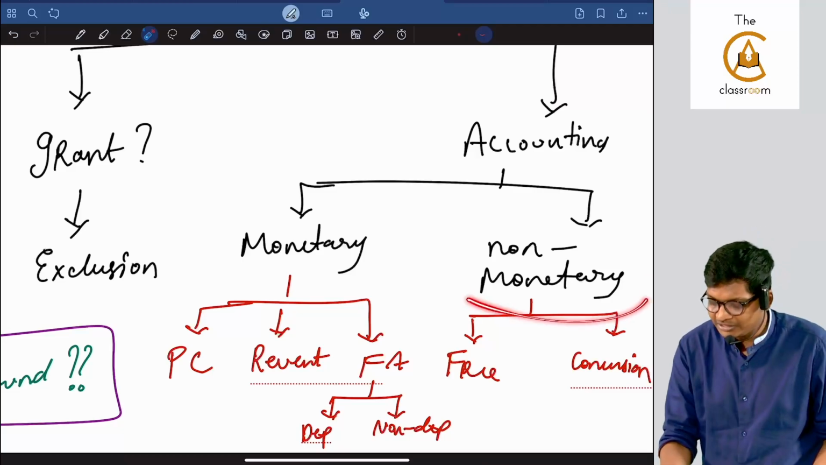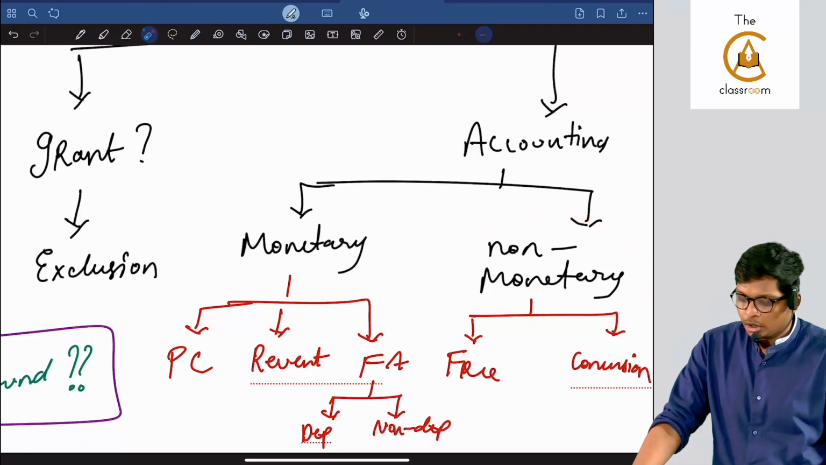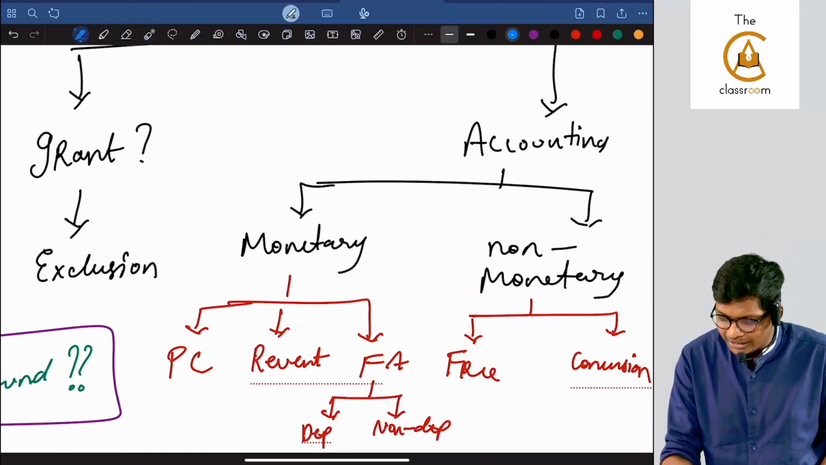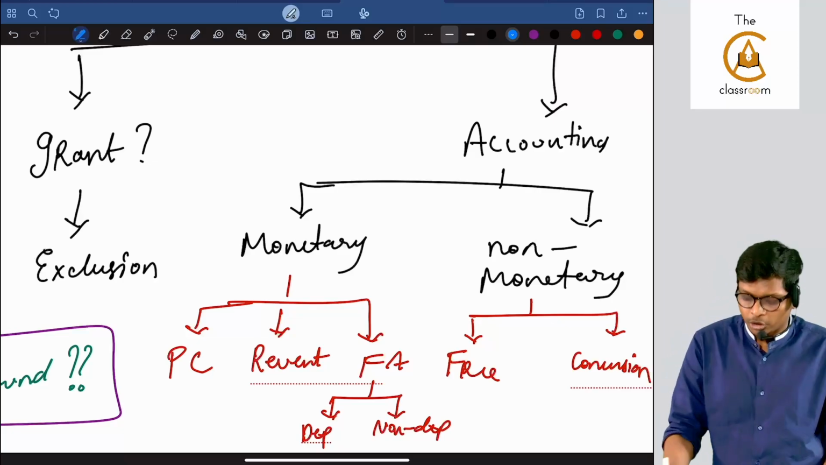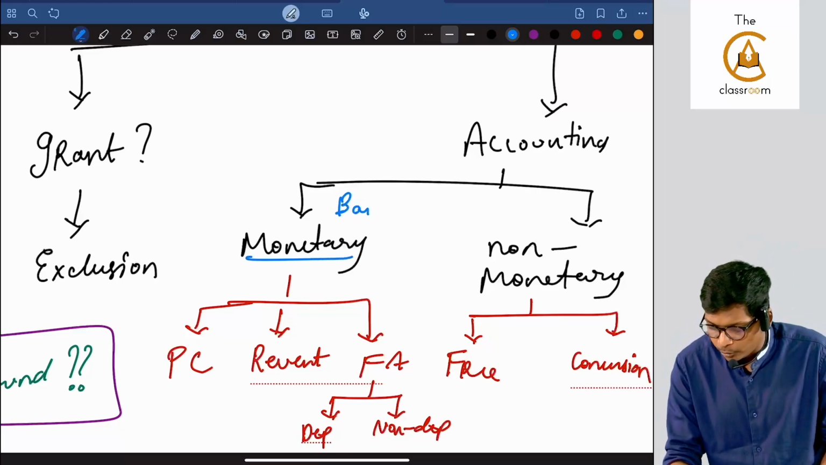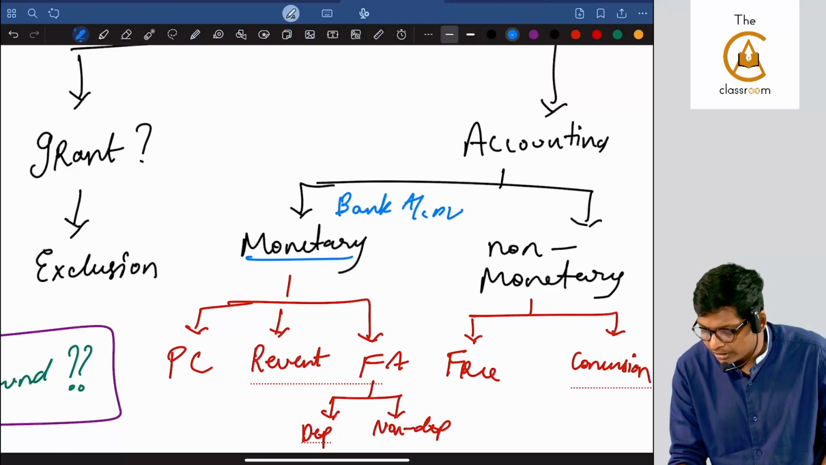Okay. First, let me finish the non-monetary grant. Very simple. Non-monetary grant or monetary, I am receiving, I am paying. So in monetary, it's all about the debit, which is going to be bank account debit.